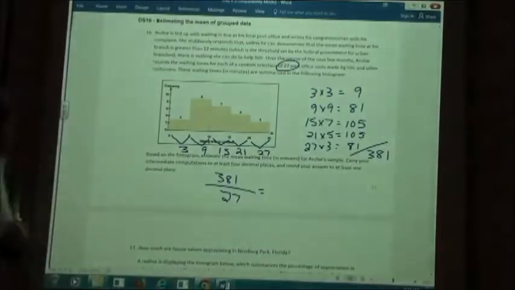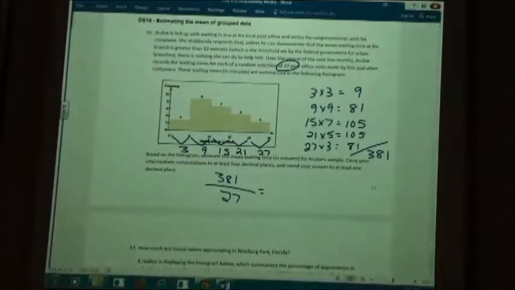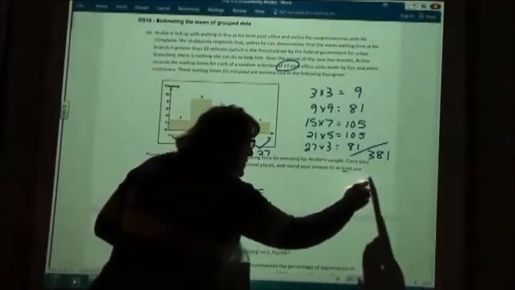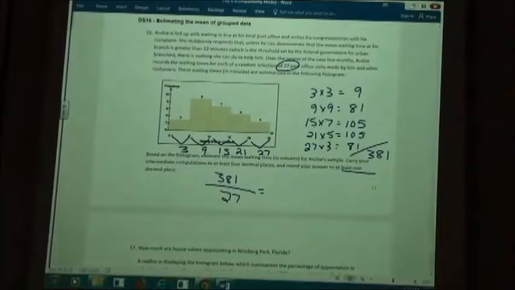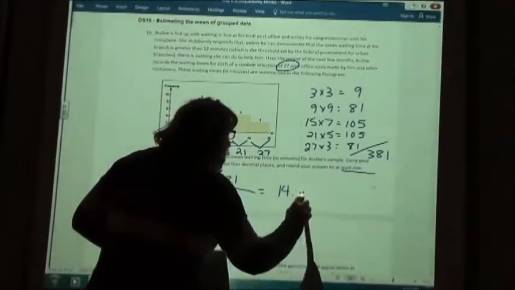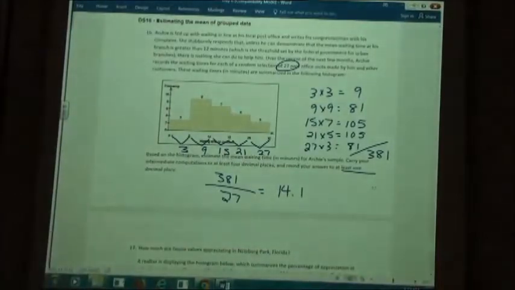27. Almost looks like a 2. So if I take my 381 total, I divide it by the 27 randomly selected post office visits. I would round my answer to at least one decimal place, it says. I would come up with 14.1. So the mean waiting time would be 14.1 minutes, right?